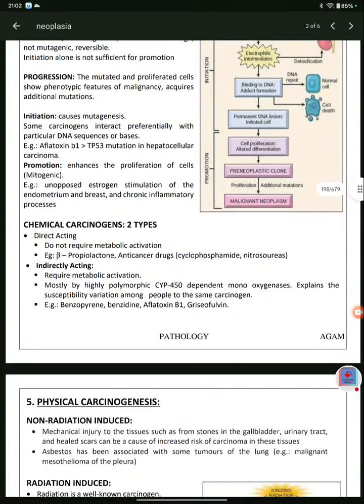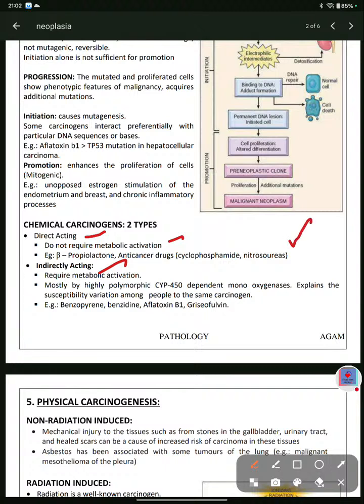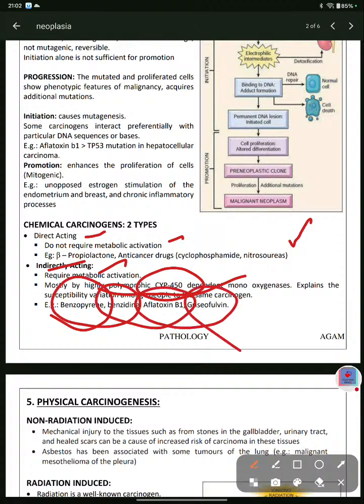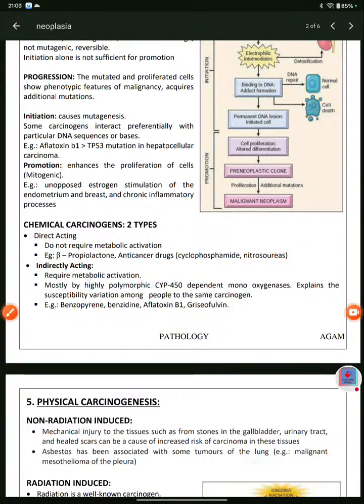So chemical carcinogens have two types: direct acting and indirect acting. Direct acting do not require metabolic oxidation. Examples: anticancer drugs, cyclophosphamide, nitrosoureas and beta-propiolactone. Indirect acting require metabolic activation by polymorphic CYP450, such as benzopyrene, benzidine, aflatoxin, and griseofulvin.